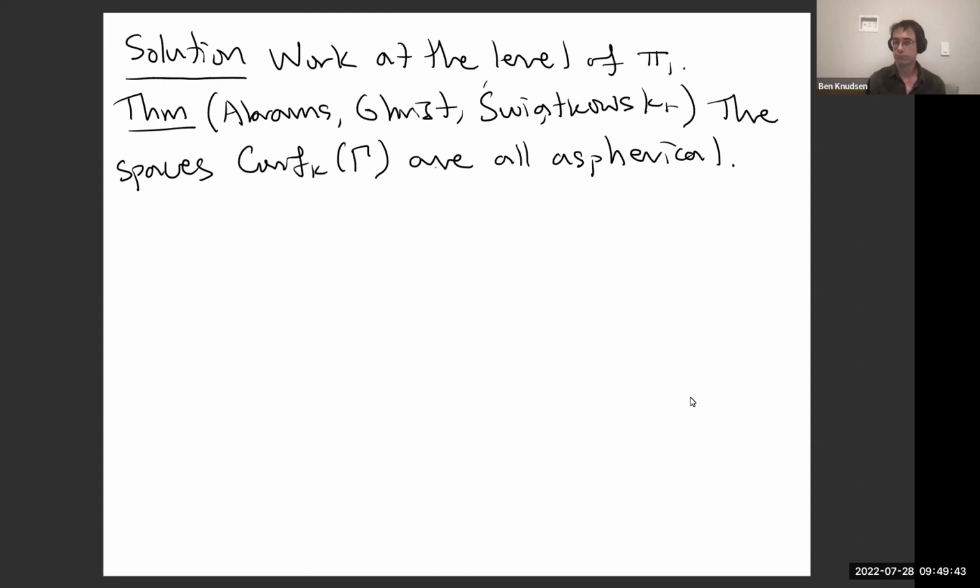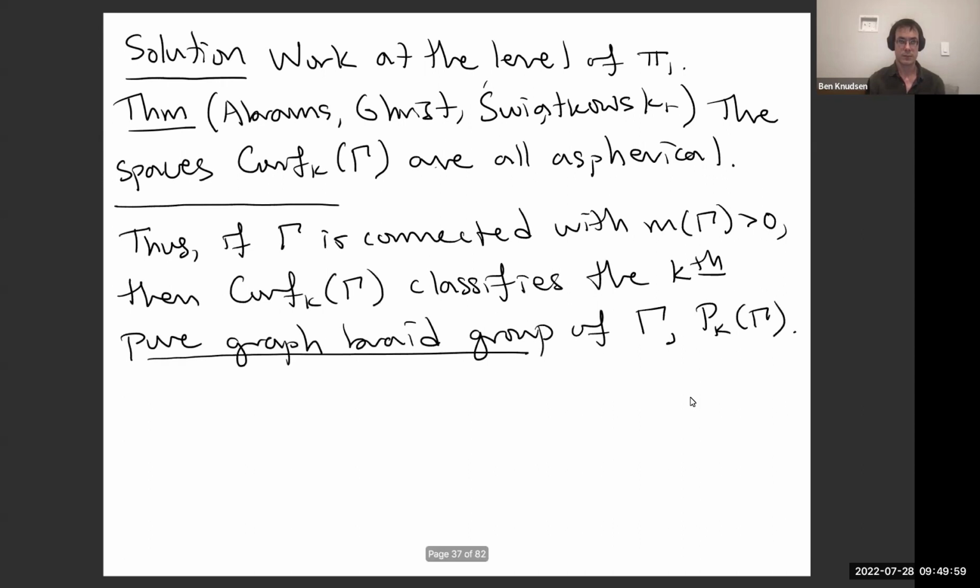So configuration spaces of graphs are aspherical. No higher homotopy groups. One way that one can prove this is to produce a cubical model that has non-positive curvature, and then there you go. So that's good. So what that says is that if your graph is connected and has an essential vertex, those are the conditions that you need to guarantee that the configuration space itself is connected. Then in that case, your configuration space is a classifying space. It classifies what's called the pure graph braid group of the graph, P_k of gamma, by analogy with the braid groups of the plane.